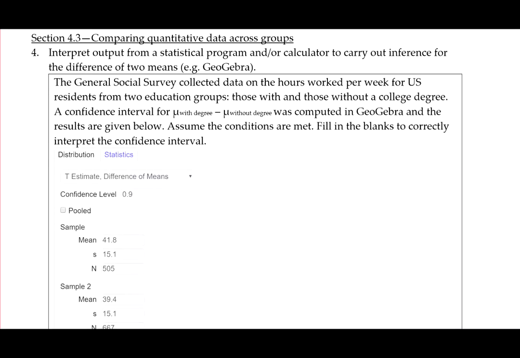The General Social Survey collected data on the hours worked per week for U.S. residents from two education groups, those with and those without a college degree. A confidence interval for mu with degree minus mu without degree was computed in GeoGebra, and the results are given below. Assume the conditions are met. Fill in the blanks to correctly interpret the confidence interval.